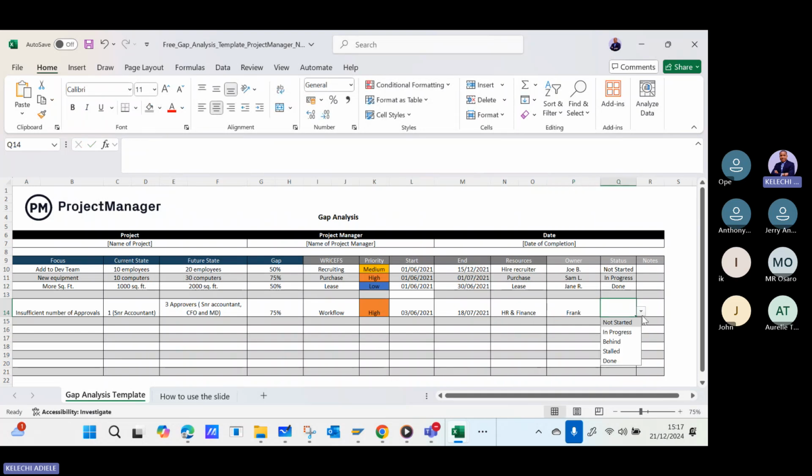Status. So you can say not started. Then you can put any notes you need to put here. So this is what we say. This is how we do gap analysis.